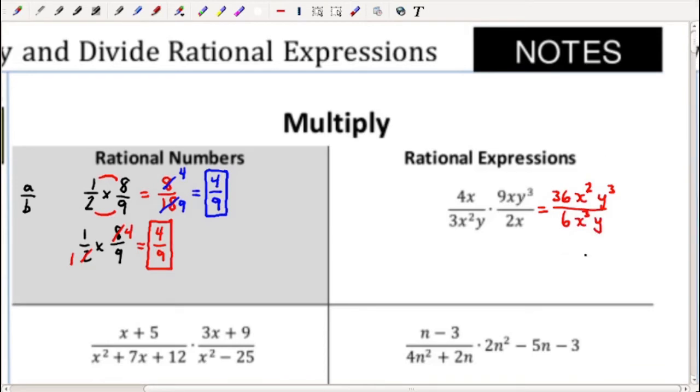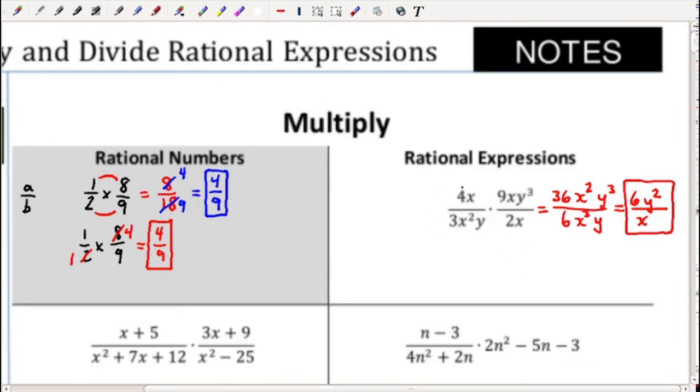At this point, I can look at simplifying like you did in the last lesson. So 36 over 6 is just going to leave me with a 6 on top. x squared over x cubed is going to leave me with an x on the bottom, because there are more x's on the bottom than the top. And y cubed over y is going to leave me with a y squared on the top for my final answer. So I can do it like that, totally legit, no worries.